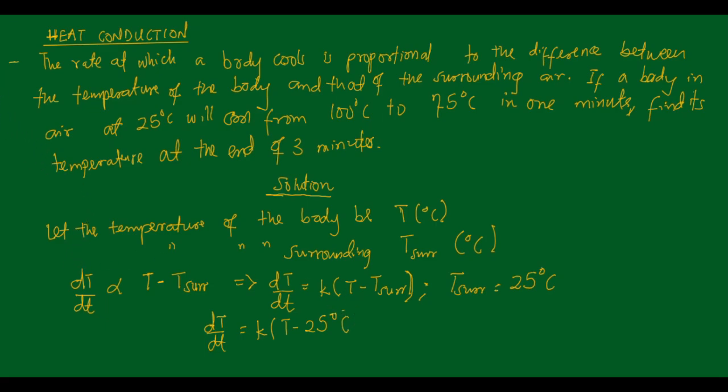Or you can just decide not to write the degree Celsius. Then you just leave it as dT/dt equal to k into bracket (T minus 25). So we've completed the first and the most important step to solving this problem. So we have our differential equation as this. Oh, and I forgot to mention that k is a constant.